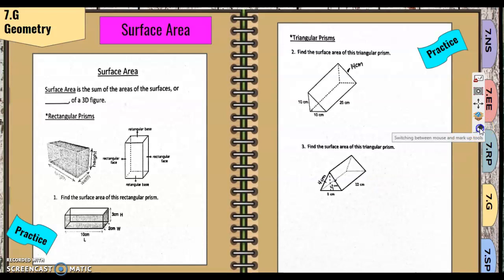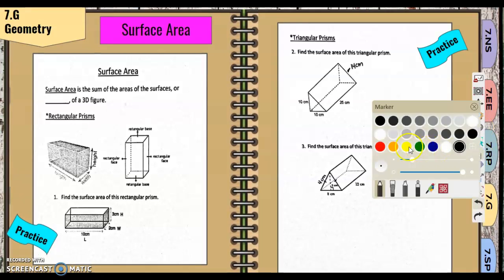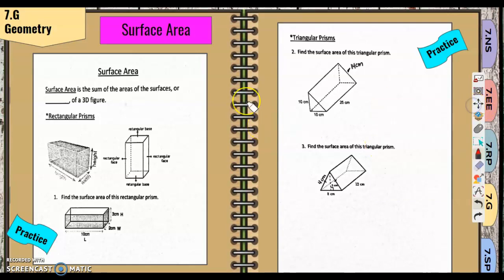So we've talked about area of composite figures, and today we're going to talk about surface area, which is kind of similar to composite figures, except instead of two-dimensional shapes, we're going to be finding the sum of the areas of the surfaces or faces of a three-dimensional shape. So instead of dealing with 2D figures, we're dealing with 3D figures. Now we're going to talk specifically about rectangular prisms and triangular prisms.